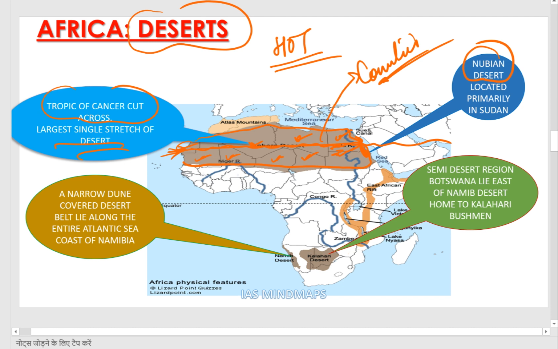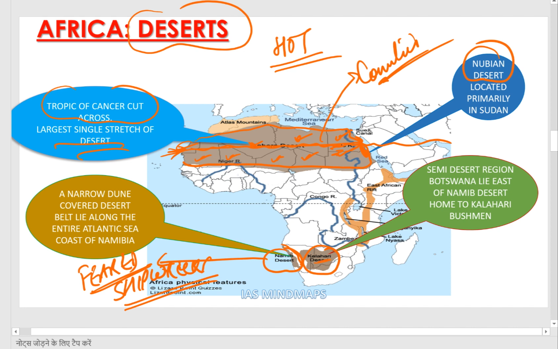Moving towards south, there are two famous deserts. One is the coastal desert, the Namib Desert, one of the most feared deserts. Maximum shipwrecks in the past happened in this belt, and the sailors used to die all because of lack of water in this region. Still, it is one of the most uninhabited places upon earth. And the second is Kalahari Desert, lying in the country of Botswana, South Africa and Namibia.